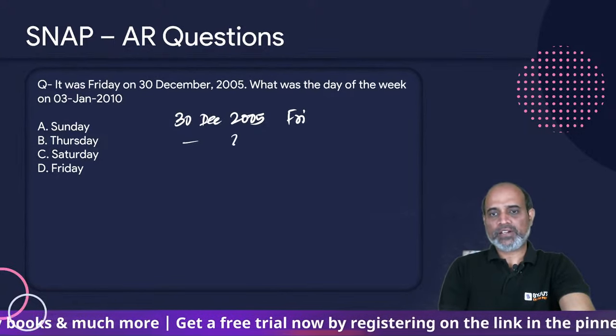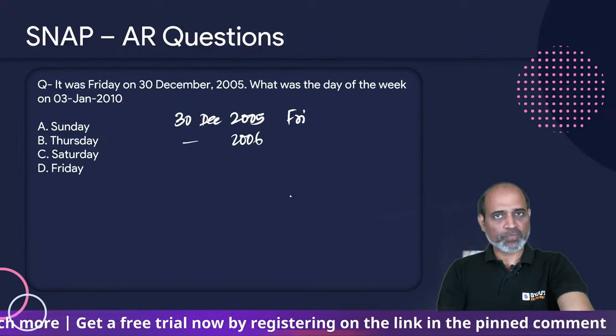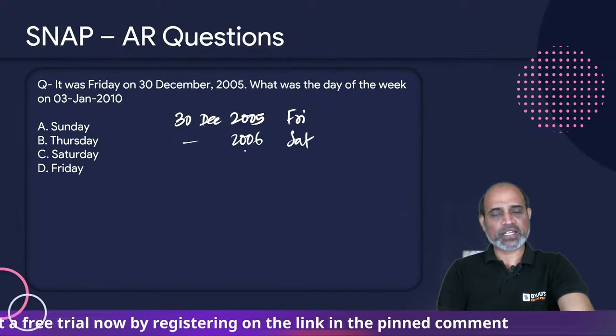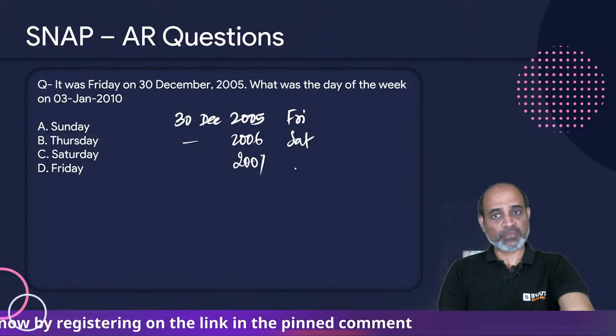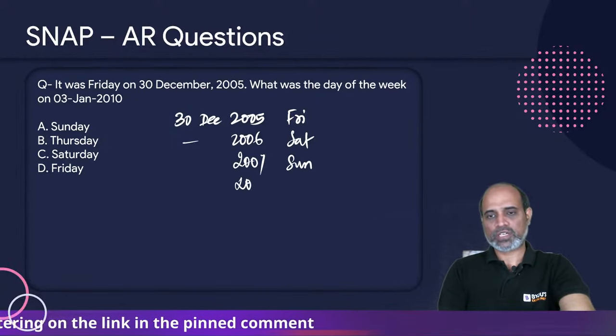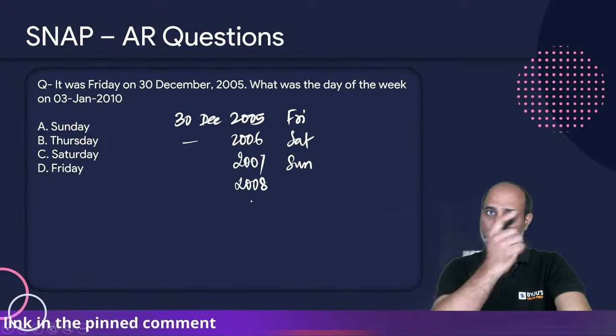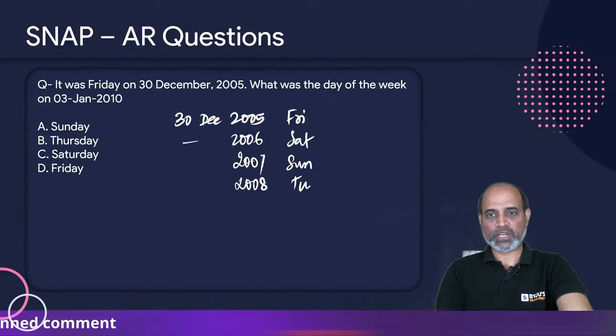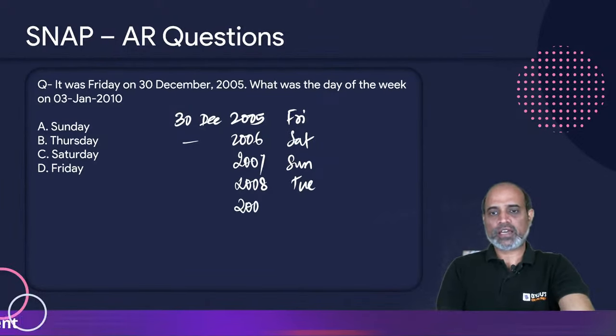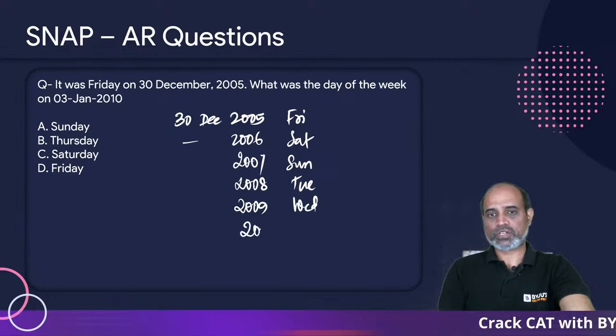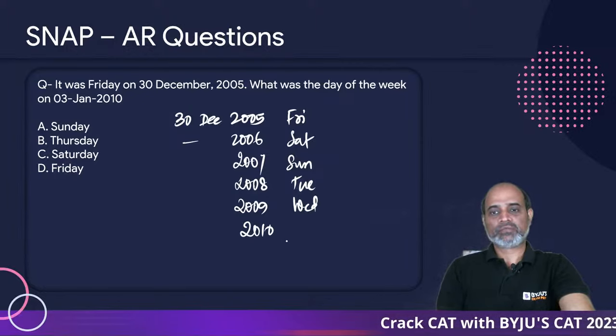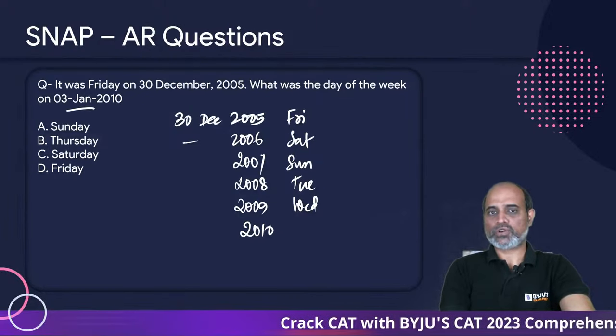So the same date in 2006, it's not a leap year, so there will be an increase of 1. It will be Saturday. 2007, same date is going to be Sunday. 2008, it's a leap year. February would have been counted, so we'll jump by 2. 2009, it's not a leap year, it's going to be Wednesday. 2010, we don't need to go, because we need to go up to only January.